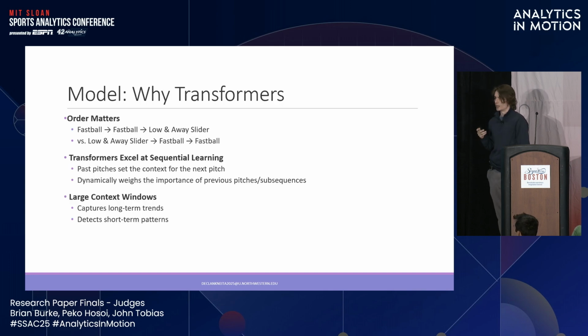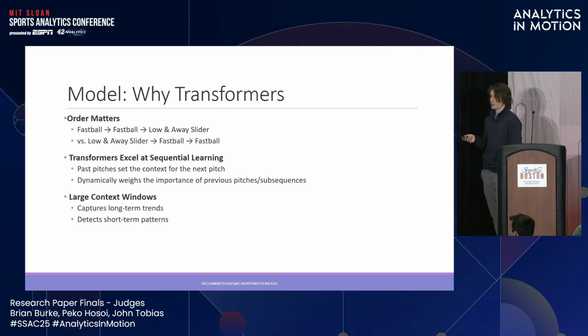Just a little bit of why we're actually going to be using transformers for this task. In case you're not familiar, transformers are just the kind of model that are used in things like ChatGPT. One of the main reasons is because the order of pitch sequences is really important. If we just look at these two examples of a pitch sequence, fastball, fastball, low and away slider, your first intuition when looking at that is probably going to be, okay, the pitcher got ahead in the count and is now trying to strike out the batter. Whereas if we just reverse those, your first intuition is probably going to be the pitcher got behind and is now trying to catch back up in the count with two consecutive fastballs.